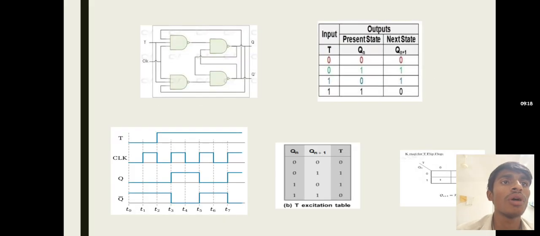Now I will tell you about the truth table of the T input. When T equals 0 and the present state equals 0, the next state will also be 0. When T equals 0 and the present state equals 1, the next state becomes 1. If T equals 1 and the present state is 0, then the next state becomes 1. If T and the present state are both 1, then the next state becomes 0.